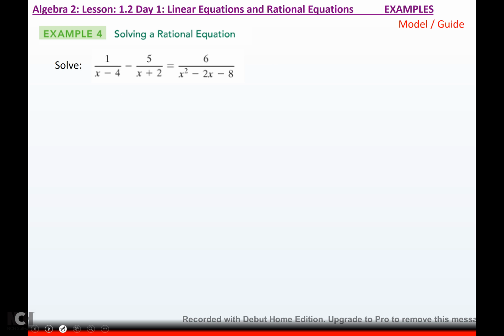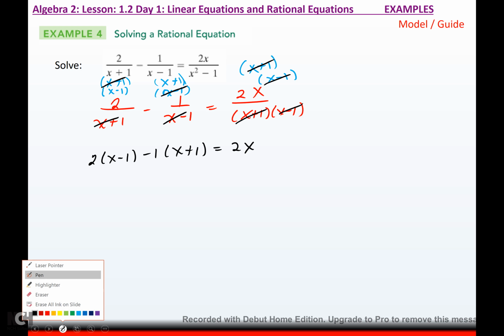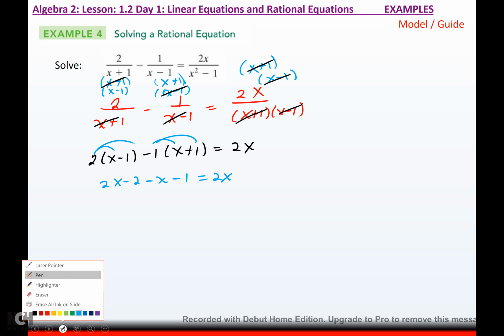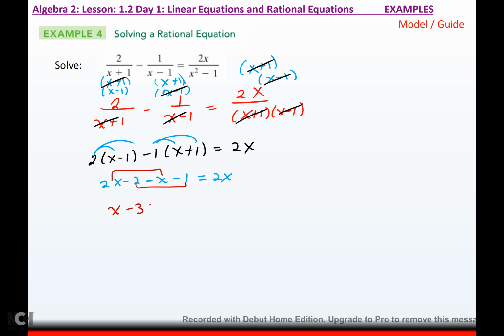I'm going to distribute. I get 2x minus 2 minus x minus 1 equals 2x. Combine like terms: 2x minus x is x, negative 2 minus 1 is negative 3, equals 2x. Get x's together. I'm going to move the smaller one so I don't make negatives, and that gives me negative 3 equals x.